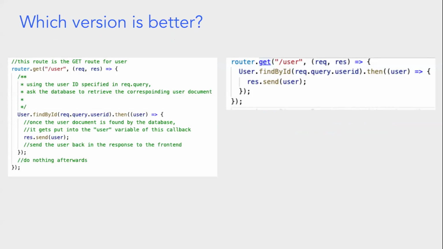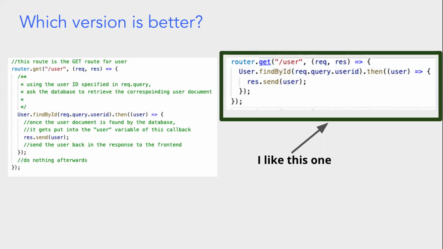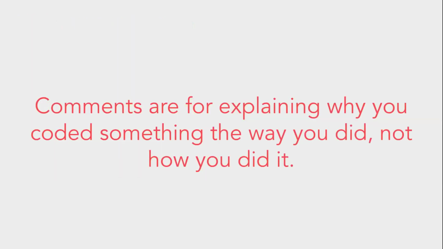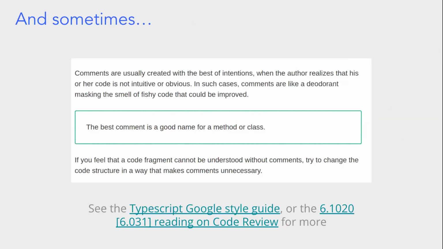Well, it might surprise you, but I actually like this one. You might be wondering why. Well, if you look a lot closer at the comments on the left, it's sort of describing what it does, which is just taking up unnecessary space. It just makes it really hard to read. So comments are for explaining why you coded something and also a brief explanation of what it does, but not how you did it. And sometimes comments aren't even needed.